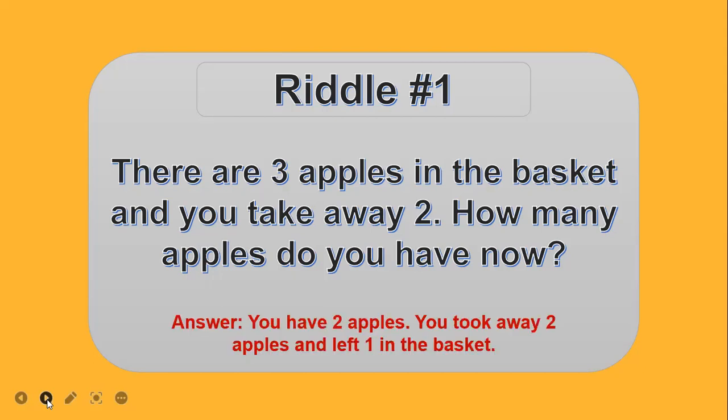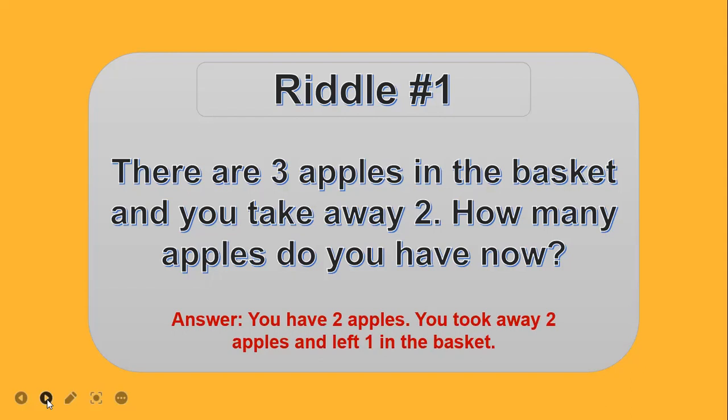Now, please read the answer. So you have 2 apples. You took away 2 apples and left one in the basket. Okay, so your answer was correct because some people answer 1 because they got confused, like what was left in the basket. But the question is what you have, right? So you have 2. So very good. Next.